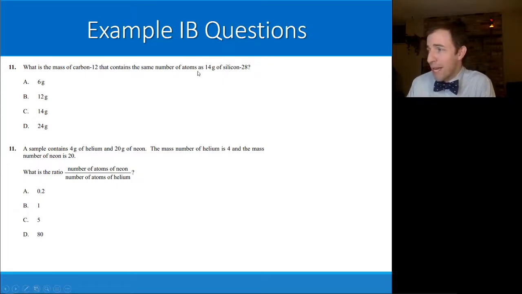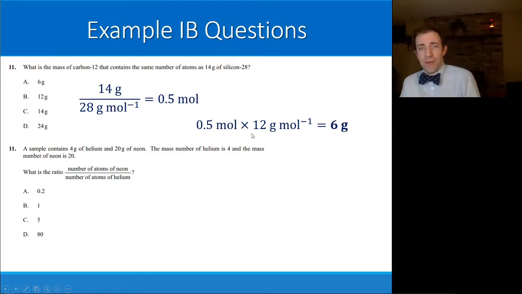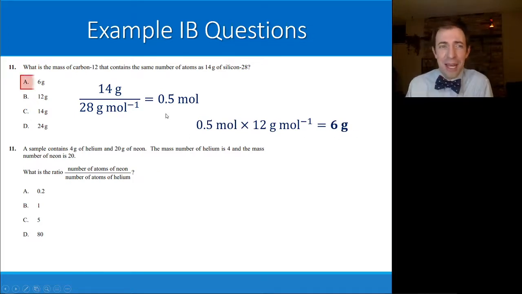Well, 14 grams of silicon-28, this 28 represents the mass number of silicon. So I've got 14 grams and is 28 grams for a mole, which means I have half a mole of silicon. Now, half a mole of carbon, we know that carbon-12 has a mass of 12. So half of 12 grams is 6 grams of carbon. So a lot of the questions around this are going to be kind of these two-step questions that you look at one substance and then compare it to another substance.